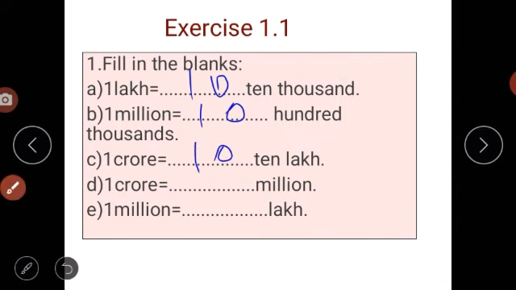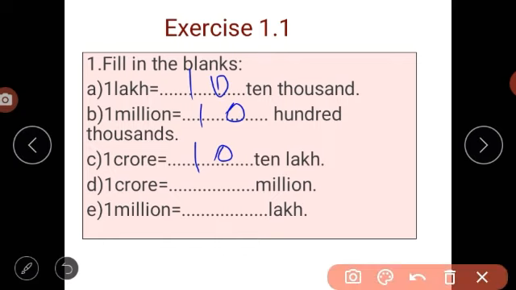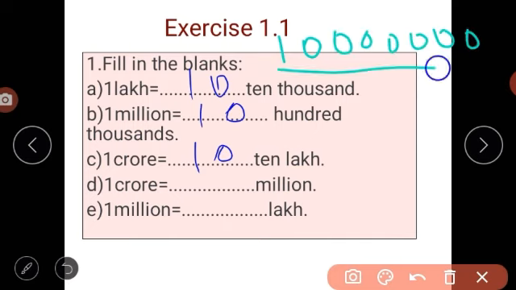Next again, what do we have? 1 crore is equal to dash million. So again we write 1 crore, which is 1 followed by 7 zeros: 1, 2, 3, 4, 5, 6 and 7. Next, dividing this number by million. 1 million is nothing but 1 followed by 6 zeros.